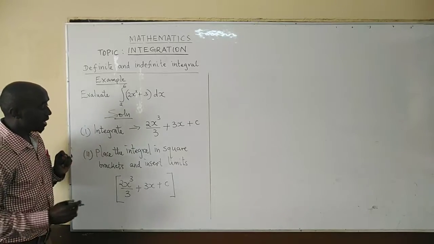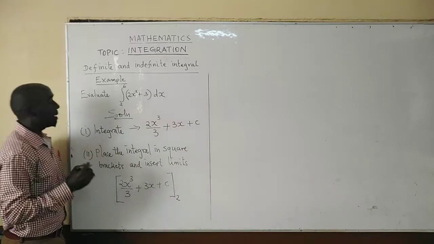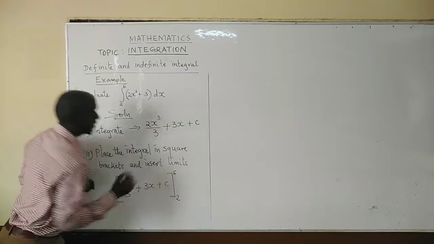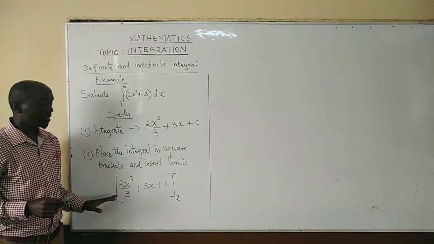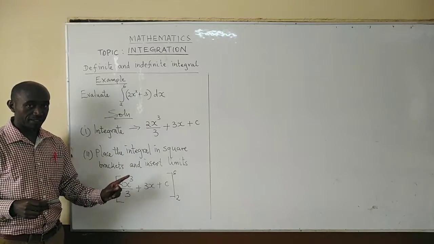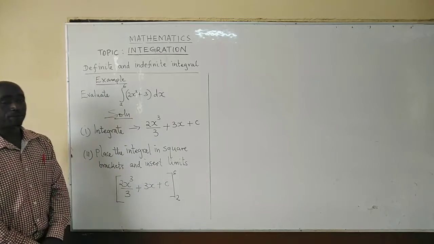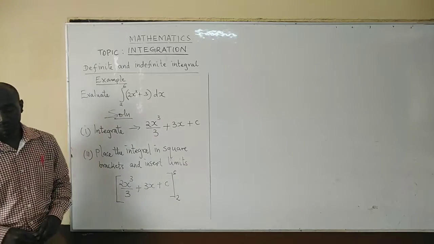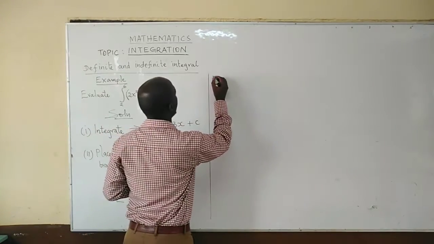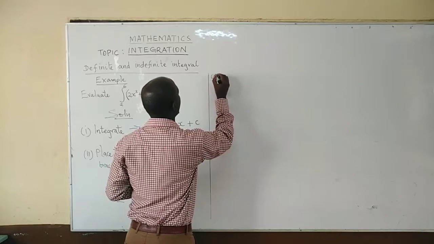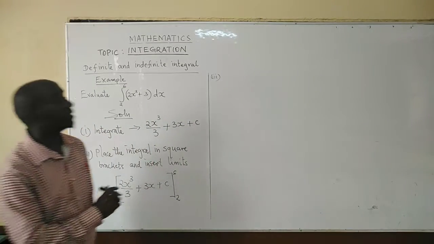The lower limit, my dear learner, is written here. The upper limit is written here. That is the next step. You put that integral in square brackets, then you insert the limits as I have shown. That is step number 2. We go to step number 3, my dear learner. Step number 3, you substitute the limit.